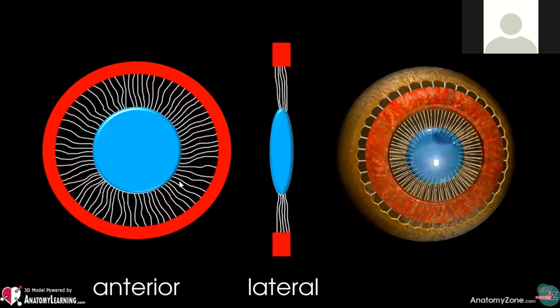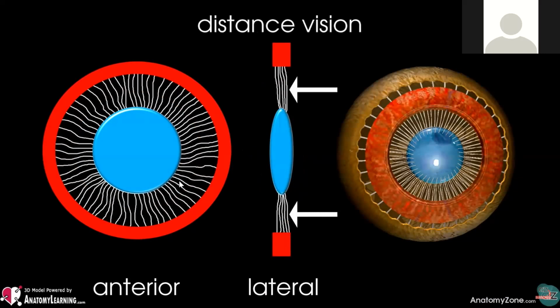Conversely, when the ciliary body is relaxed, the diameter of the ciliary body is greater, which means the zonular fibres are held tight, pulling the lens flat. This optimizes the lens for long-distance vision. In addition to adjusting the lens shape, the ciliary body also contributes to the formation of aqueous humour.